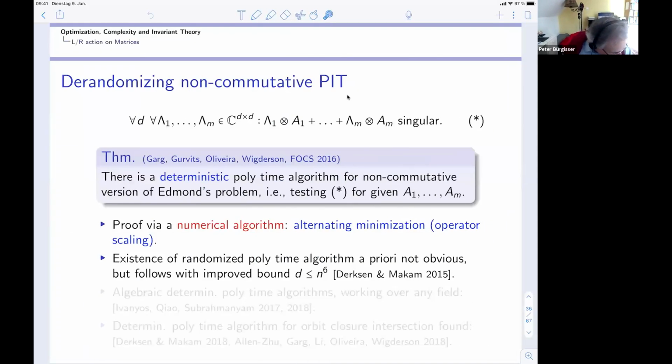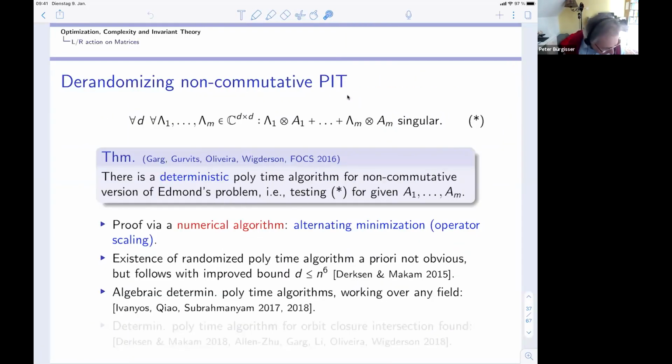Then I should say that it was not even clear that you have a randomized polynomial time algorithm, but roughly at the same time as this paper came out, Derksen and Makam improved this degree bound by Derksen, and proved this bound is sufficient. Once you have such a bound, it's easy to see there are randomized polynomial time algorithms. And then there have been many more papers. It has been investigated very quickly and at great depth.